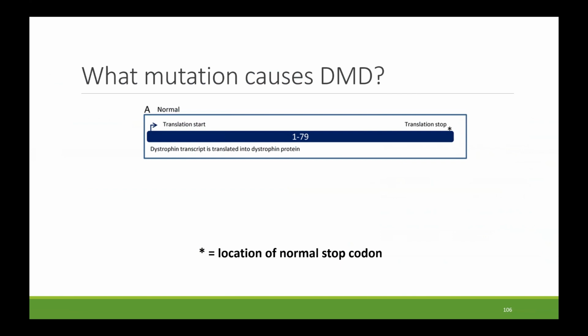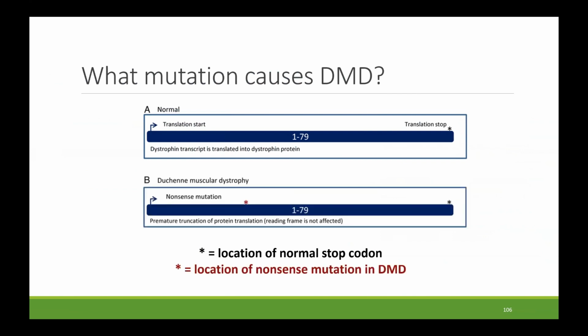But some people have a nonsense mutation relatively early in the gene. And so the location of the nonsense mutation is shown in the lower portion as a little red asterisk. And in people with this nonsense mutation, everything after that point is not read by the ribosome. So the majority of the instructions for making the dystrophin protein are simply ignored, and all of those critical amino acids are left out. So naturally, this creates a non-functioning protein.